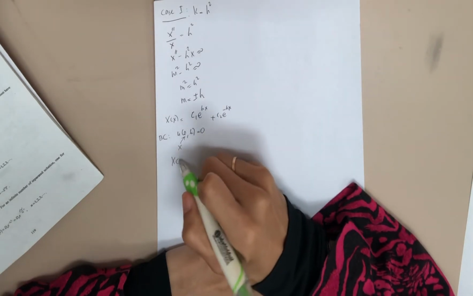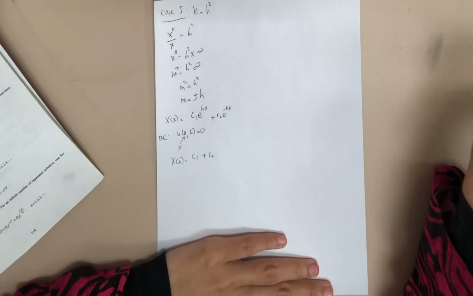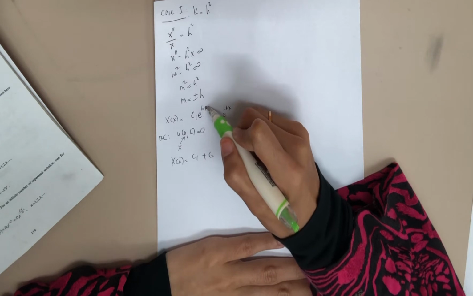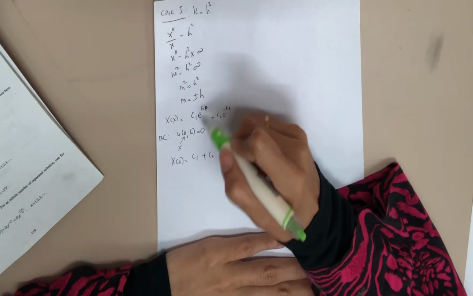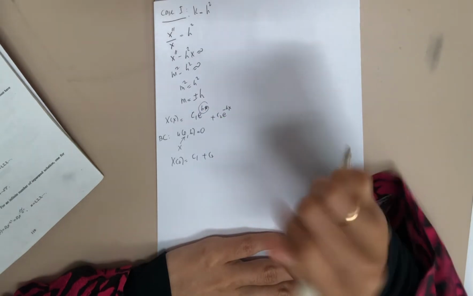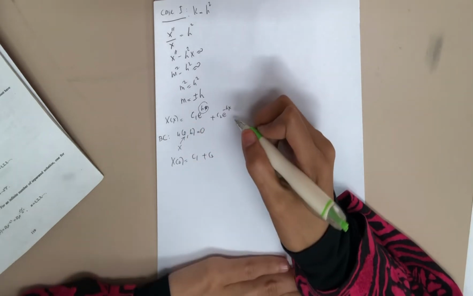So X(0) means that you have C1 plus C2. You substitute 0, and it will be e to the power of 0. When λ times 0 equals 0, and then e to the power of 0 is equal to 1. So therefore, you are left with C1. Same goes for C2, right?